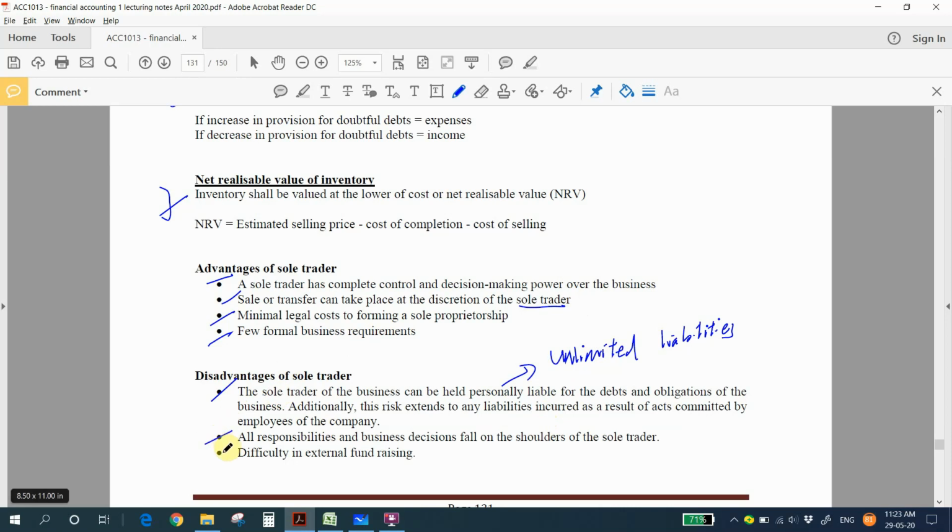And next one, difficulty in external fundraising. Because you are the sole trader and your financial statement is not required to be audited, it may be very difficult for you to get external funding, such as borrowing money from a bank for your business purpose.